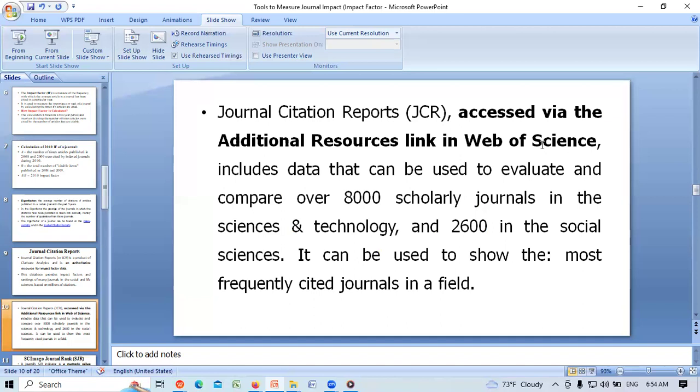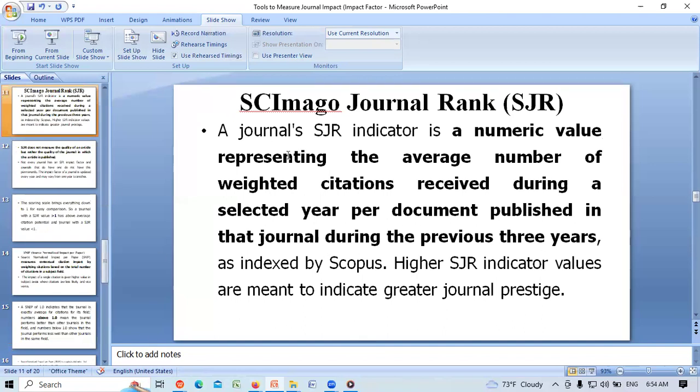Journal Citation Reports, accessed through the additional resource link in the Web of Science, includes data that can be used to evaluate and compare over 8,000 scholarly journals in science and technology and 2,600 in the social sciences. It can be used to show the most frequently cited journals in a field. SCImago Journal Rank, the SJR indicator, is a numeric value representing the average number of weighted citations received during a selected year per document published in the journal during the previous 3 years, as indexed by Scopus. Higher SJR indicator values are meant to indicate greater journal prestige.